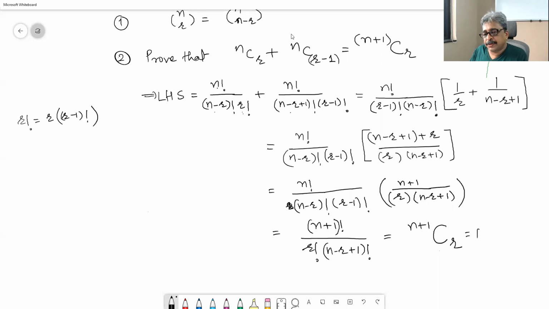which is RHS. Sir, but in the denominator we are getting plus 1, so that shouldn't be the case. Why, sir? Also it is plus 1 in the numerator, na.